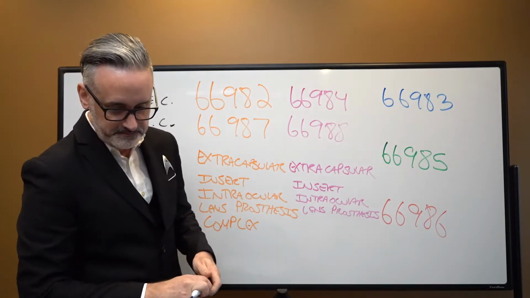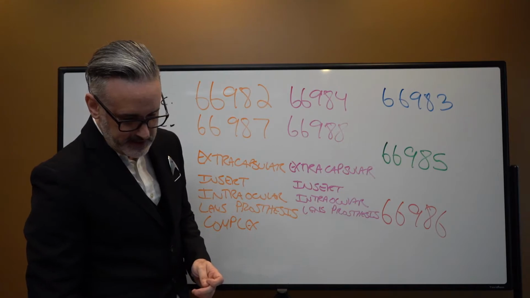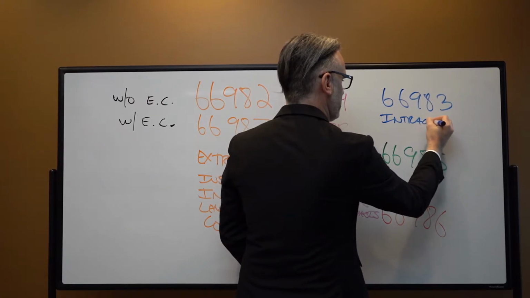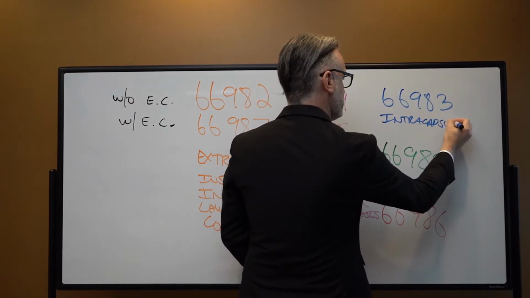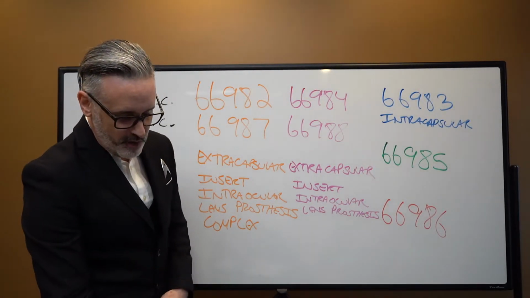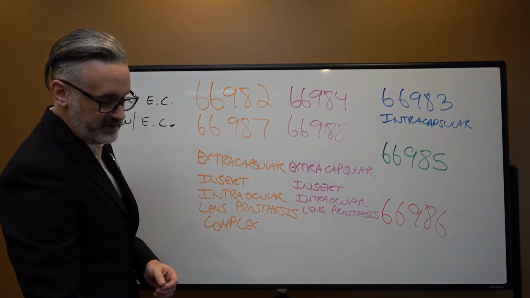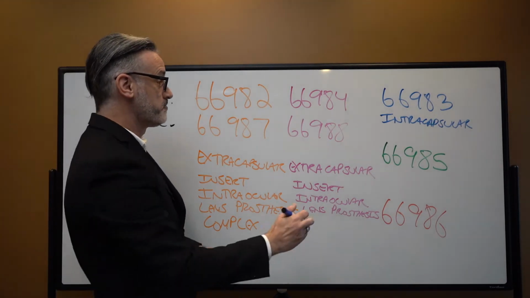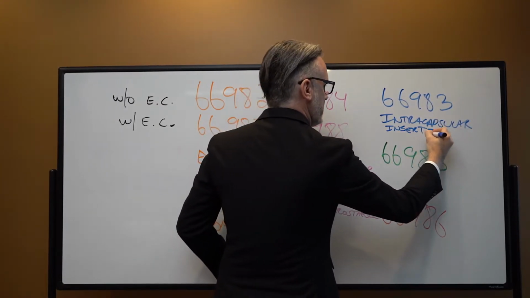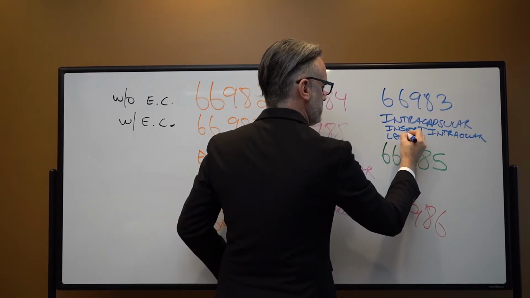The intracapsular, so the 66983, the intracapsular cataract extraction. So that is the intracapsular. So instead of the option that we have for extracapsular for those two, we have the one option for intracapsular cataract extraction with insertion of intraocular lens prosthesis. So we're still inserting the intraocular lens prosthesis.